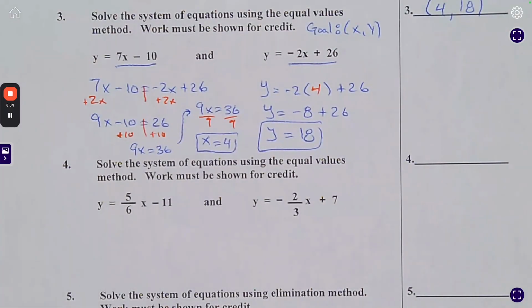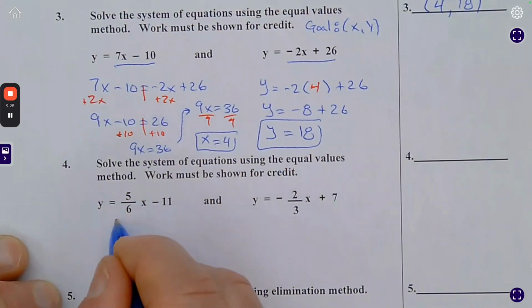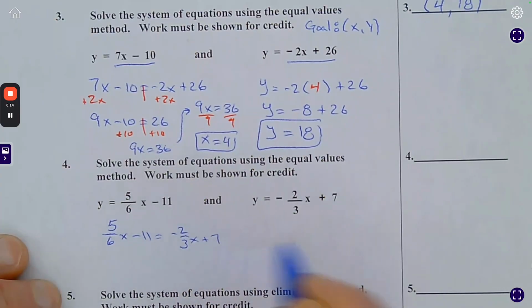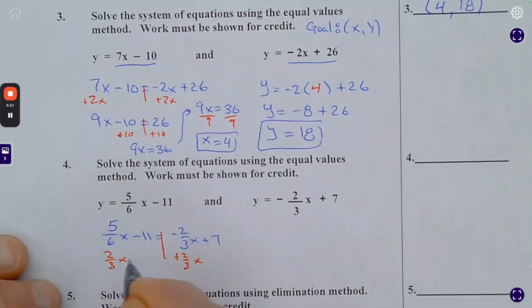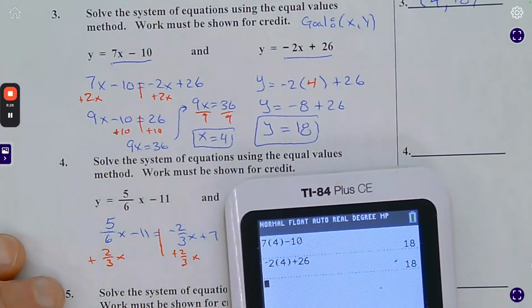All right, solve the system using the equal values method again. So I take 5/6 x - 11, set it equal to -2/3 x + 7, add 2/3 x. Don't let this mess you up. It's all right. Let your calculator have the fun.